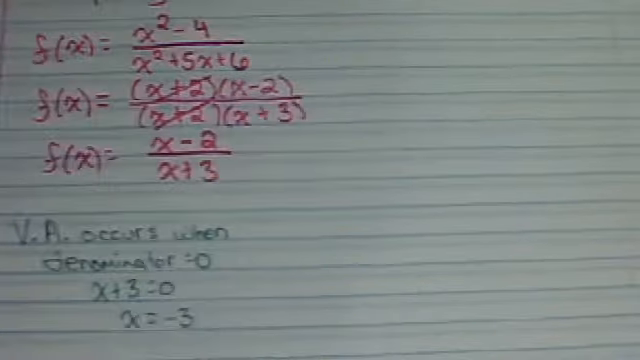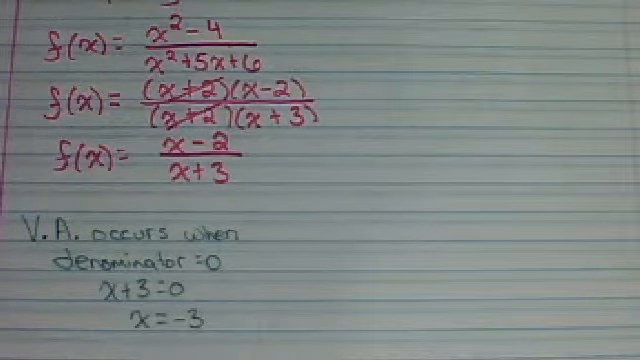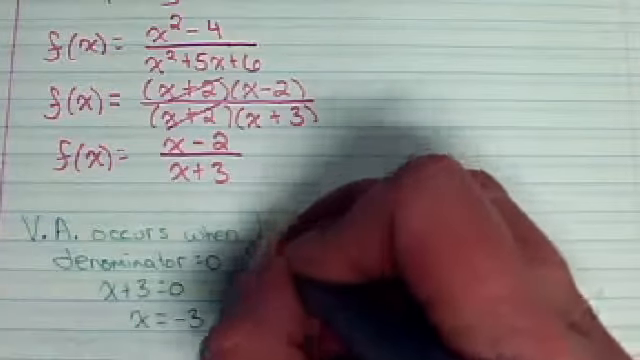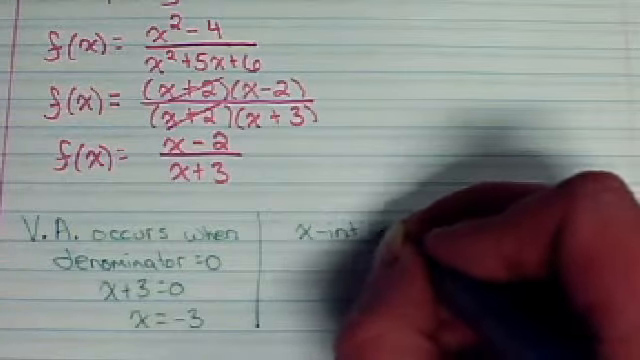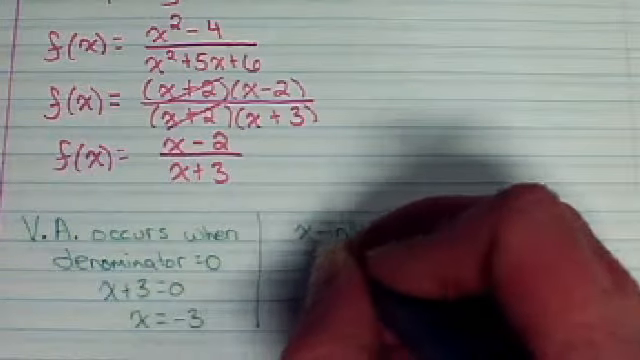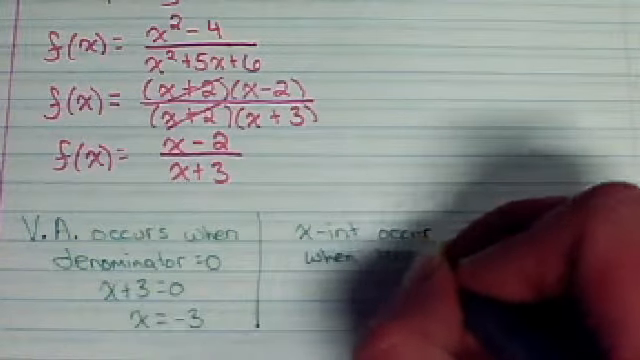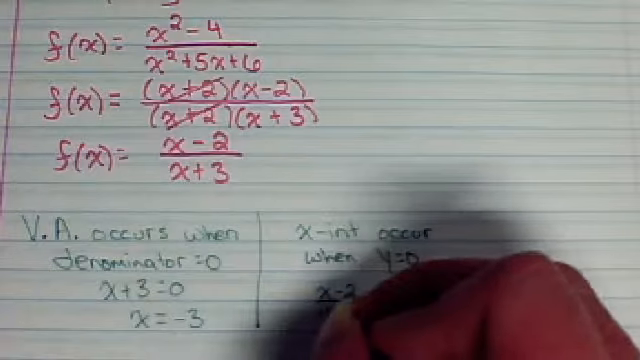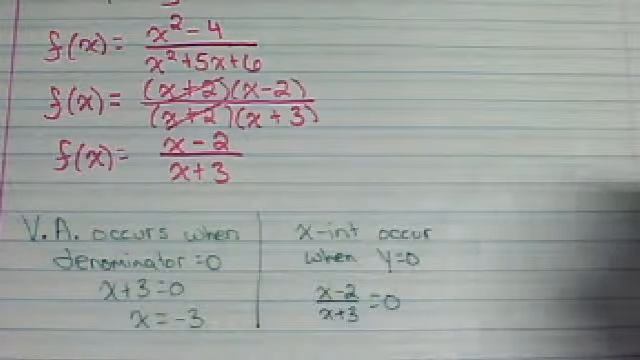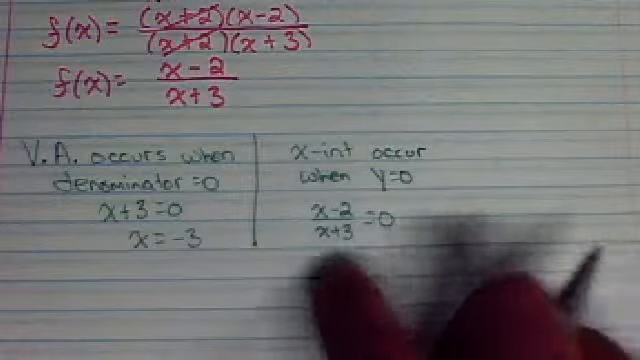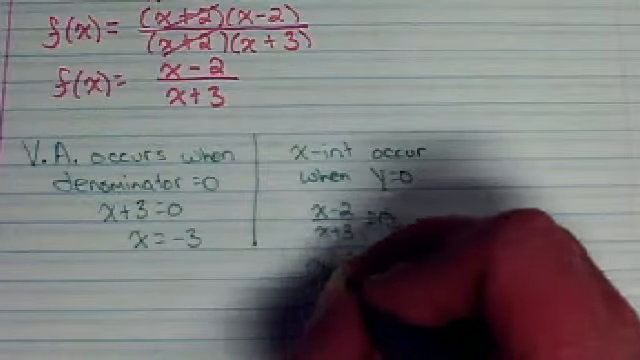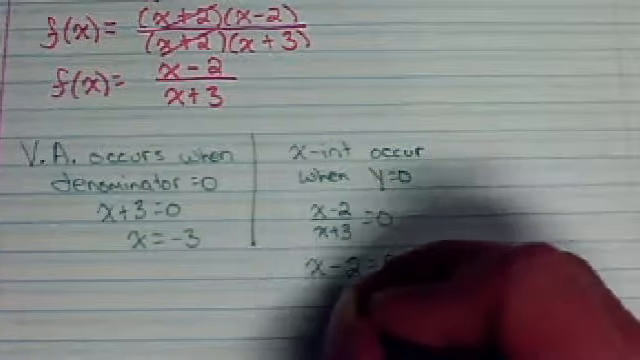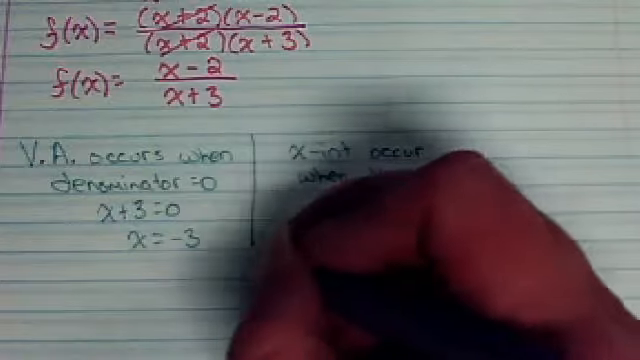Another important thing that we learned about before were our x-intercepts. Our x-intercepts occur when y is 0. Now when we looked at that, remember that's when x minus 2 over x plus 3 equals 0. When we cross multiply, that denominator is always going to multiply by 0 and go away. So you just end up really looking at when your numerator is 0. And that's going to be when x is 2.